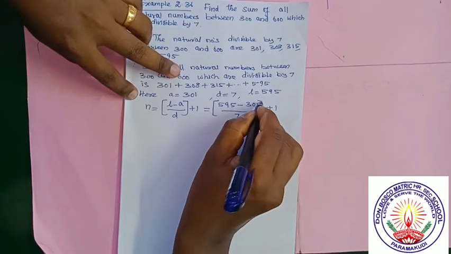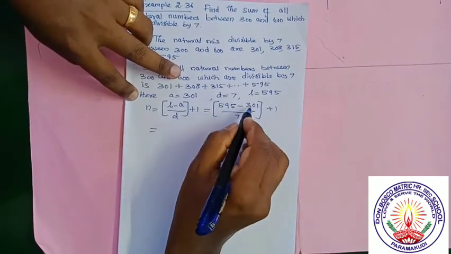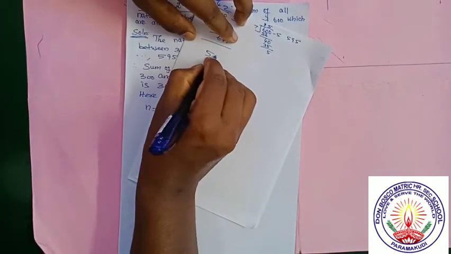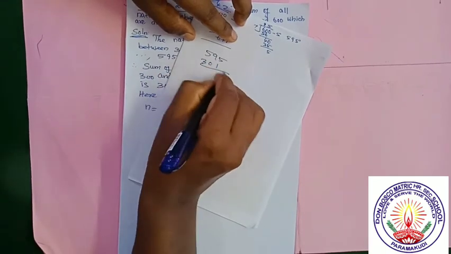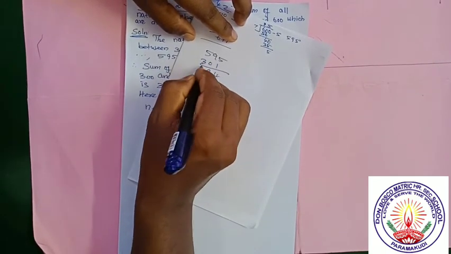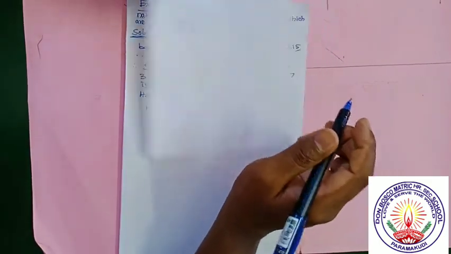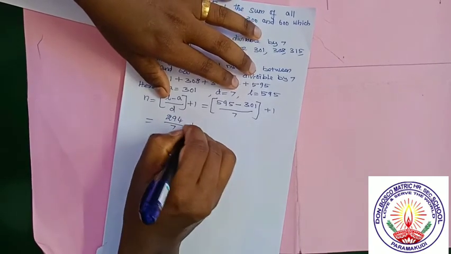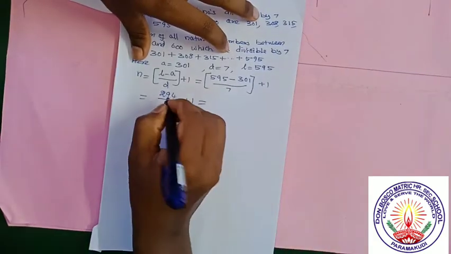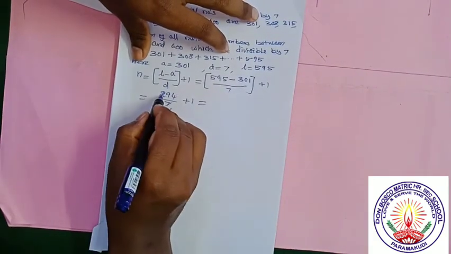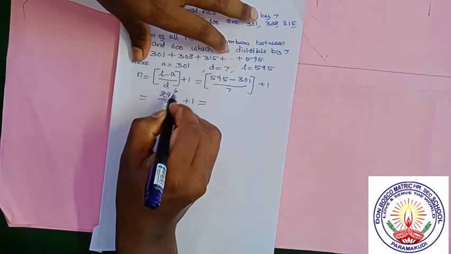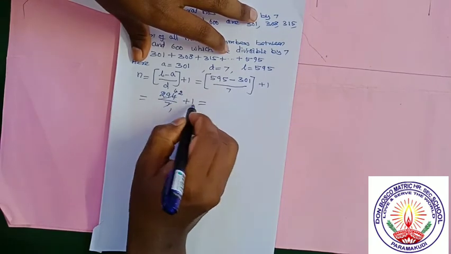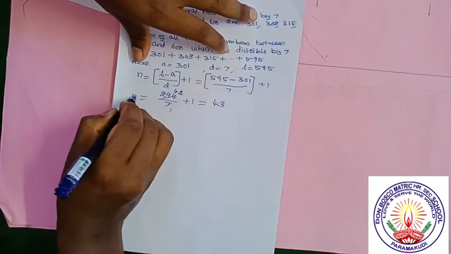So first we have to simplify the bracket, which is equal to 595 minus 301. 5 minus 1, 4. 9 minus 0, 9. 5 minus 3 is equal to 2. So it is 294. So 294 divided by 7, plus 1. What is 294 divided by 7? 1 7 is 7. 29 means 4 7s are 28. Remaining 1, 14. 2 7s are 14. So 42 plus 1 is equal to 43. So the answer n is equal to 43.